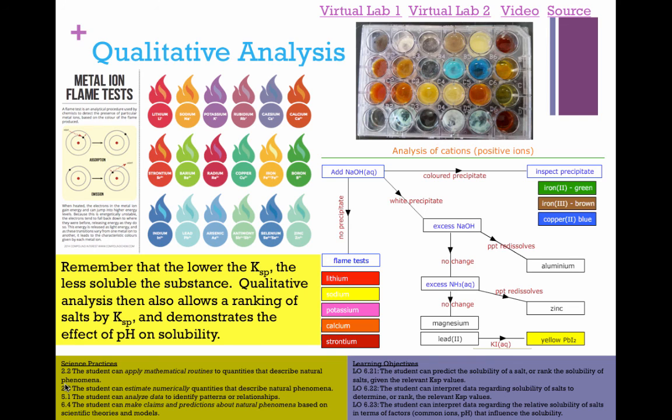You used to have to know that PbI2 was yellow. You would have to know that carbonates were usually white. You'd actually have to know all of the colors.